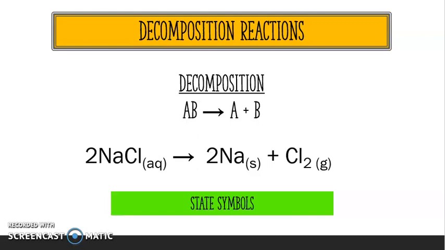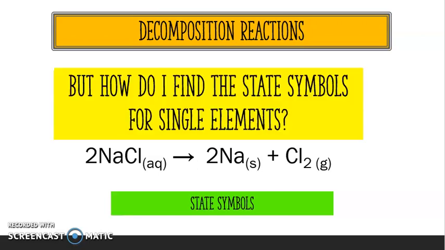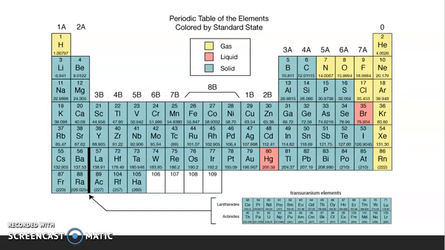Now, you may have forgotten where these state symbols actually come from. So how do you find state symbols for individual elements because they're not on the solubility rules? Don't forget that you can use a specially coded periodic table that will help you figure out the state symbols of pure elements. Almost everything on the periodic table is a solid, with the exception of two elements that are liquid: bromine, a nonmetal, and mercury, a metal. And then to the upper right-hand corner is where you're going to find most of your gases, all of which are nonmetals.